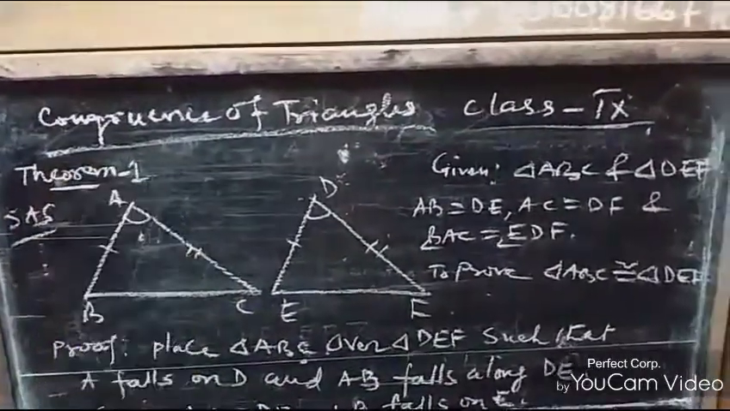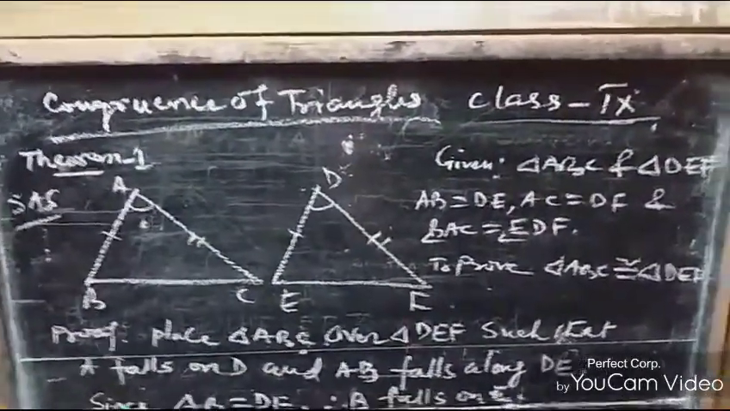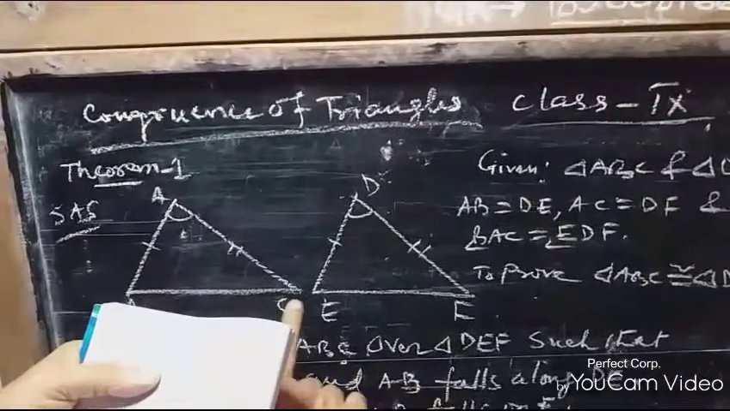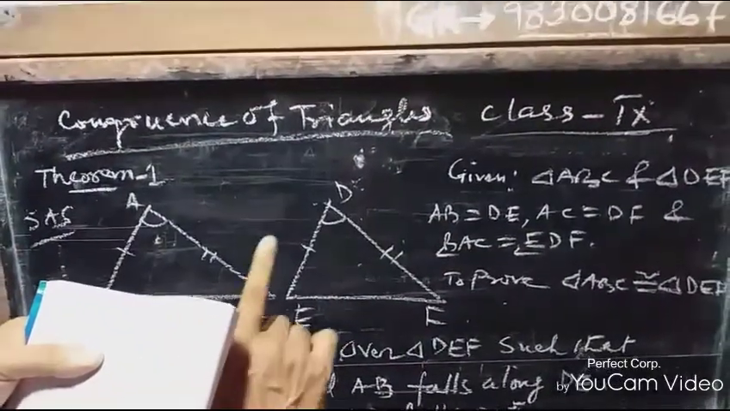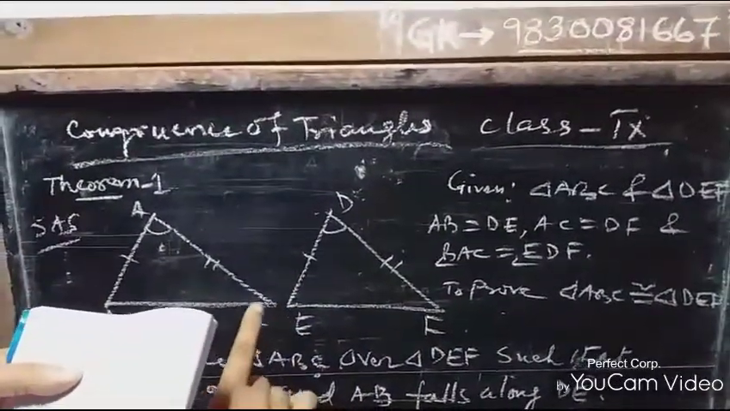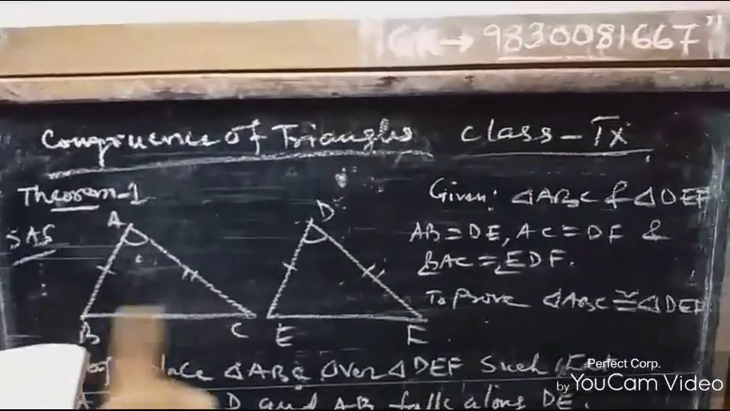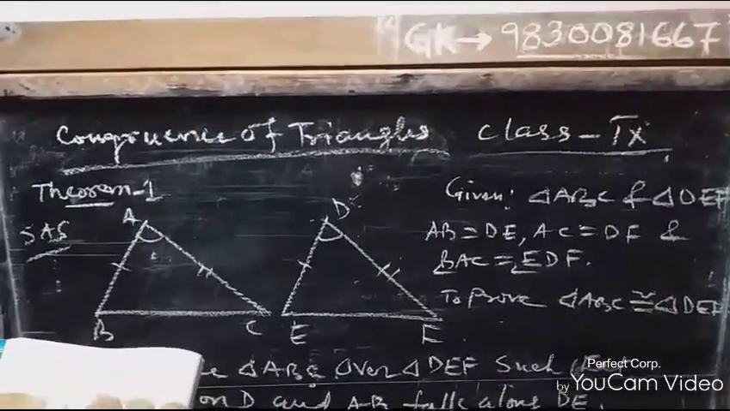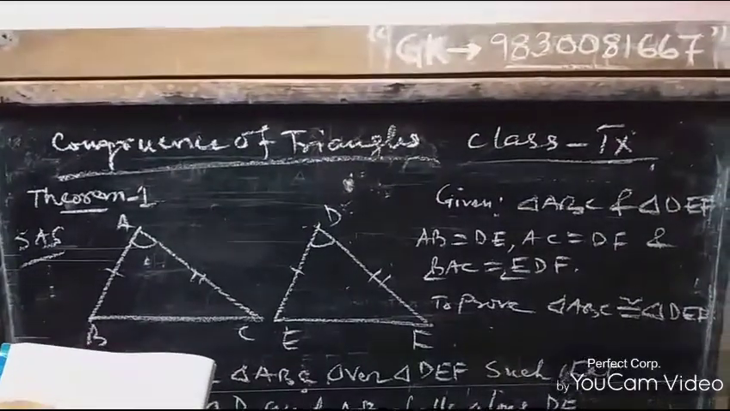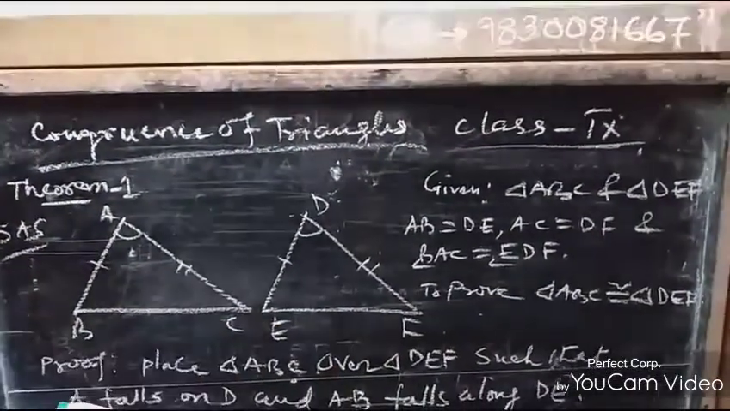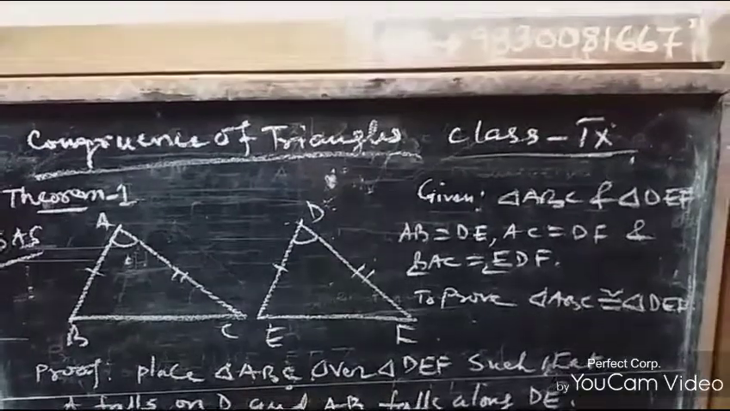Theorem number 1 says: if two triangles have two sides and the included angle of one equal to the corresponding sides and the included angle of the other, then the triangles are congruent. What is the actual meaning of this?